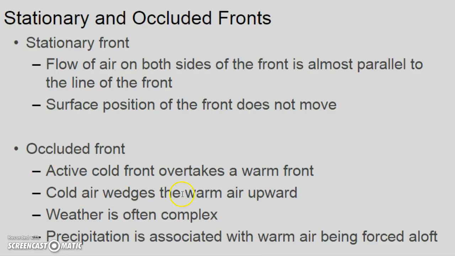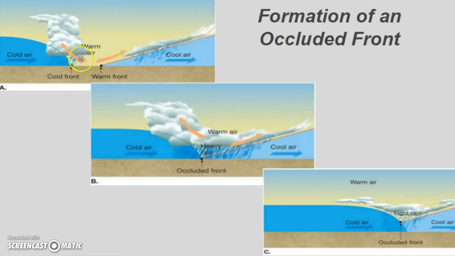Cold air wedges the warm air upwards, right? Cold air always is denser. It's always going to wedge the warm air upward. The weather is often complex, and precipitation is associated with warm air being forced aloft. So let's look at this picture. I have cold air. I have this cold front. I have a warm front. Here I have my cumulonimbus cloud, and here I have my cloud sequence with my cold front. But when they collide, I can actually have this complex weather because I have air rising on either side.